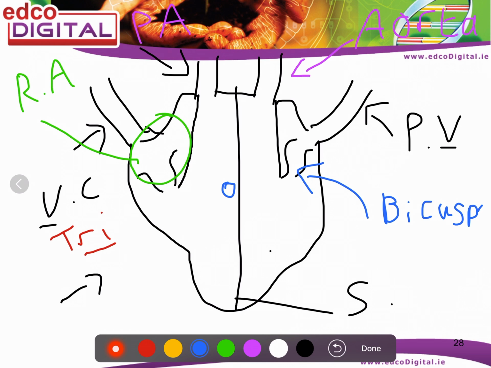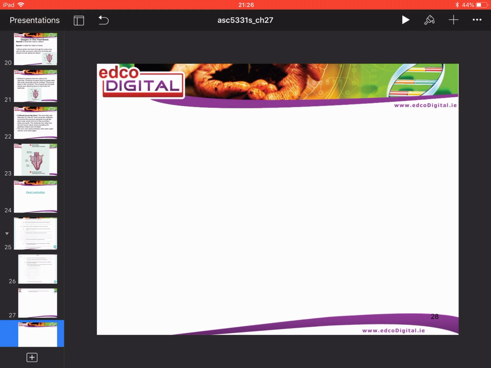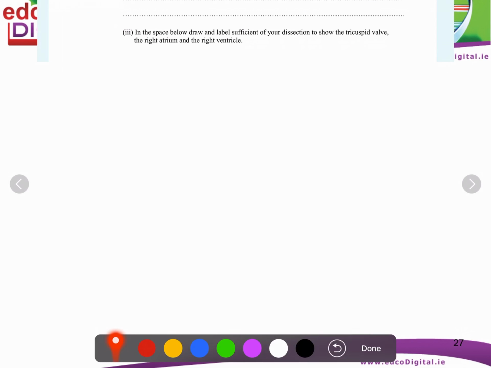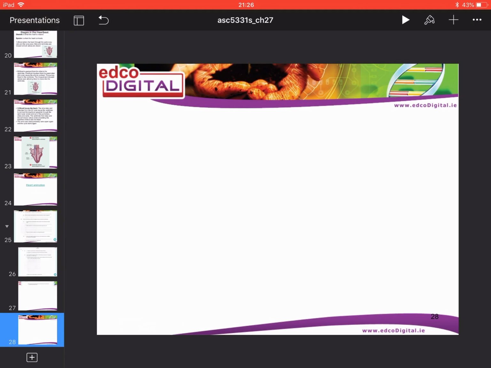Okay, so just to finish off the labelling, this one here is the bicuspid valve, and it's on the left side. So, fairly terrible diagram there, but they did ask, if we go back, to draw the tricuspid valve, which I labelled, the right atrium and the right ventricle, which I also labelled there. So I would have got my full marks. This is only a section, but make sure that you can draw the whole lot of the heart.